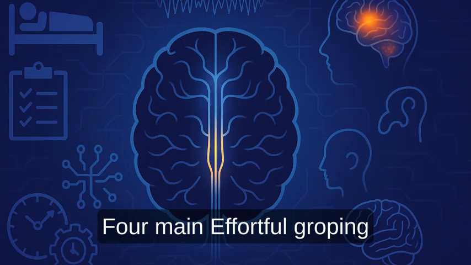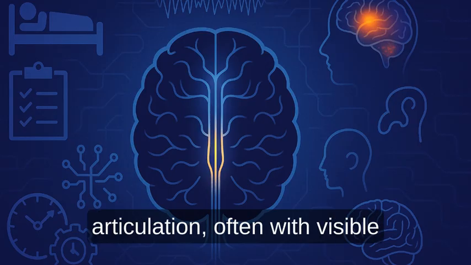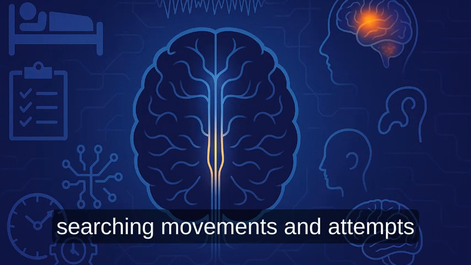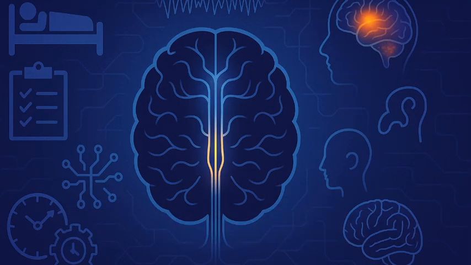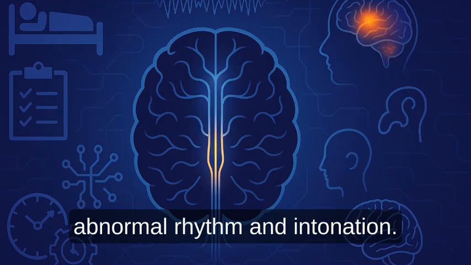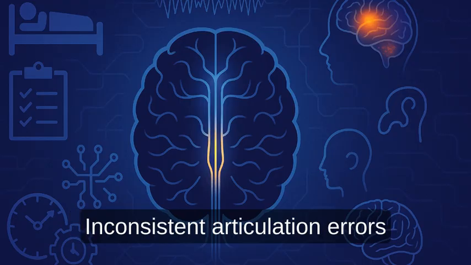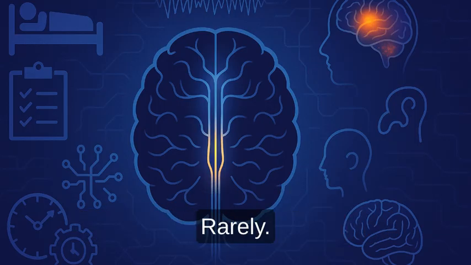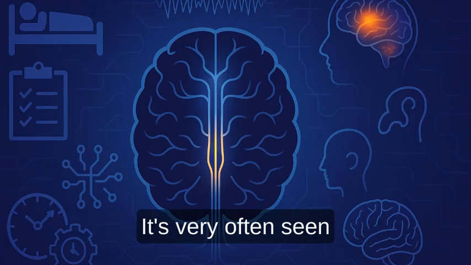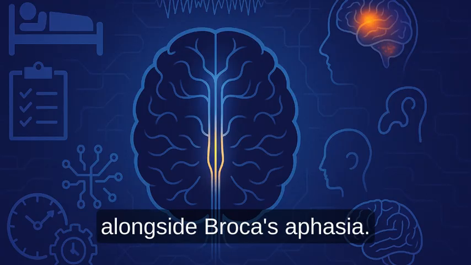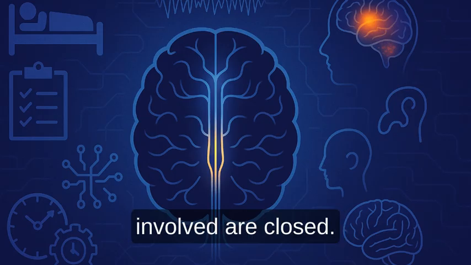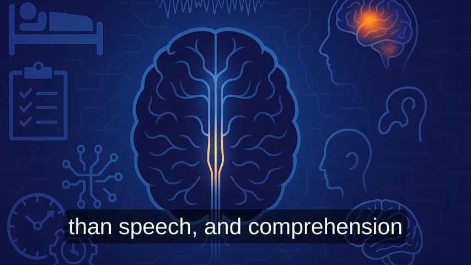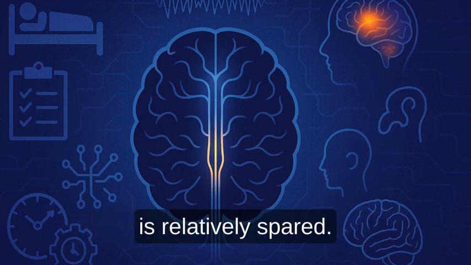Four main things. Effortful, groping articulation, often with visible searching movements and attempts to self-correct. Dysprosody, abnormal rhythm and intonation. Inconsistent articulation errors, and difficulty initiating utterances. Does it happen alone? Rarely in pure form. It's very often seen alongside Broca's aphasia, given the brain areas involved are close. Writing's usually much better than speech, and comprehension is relatively spared.